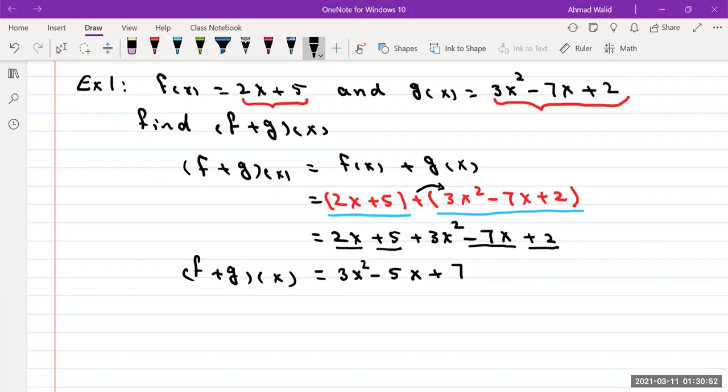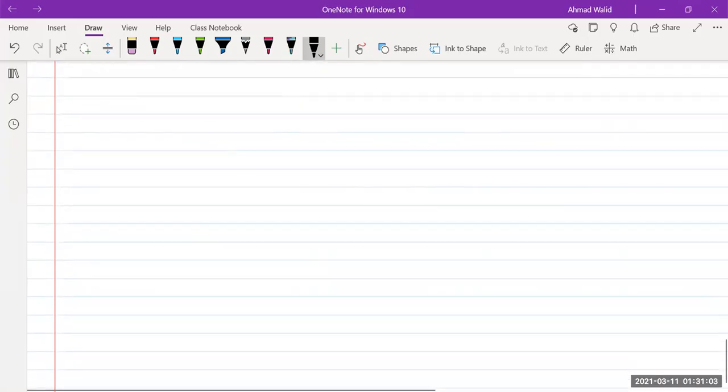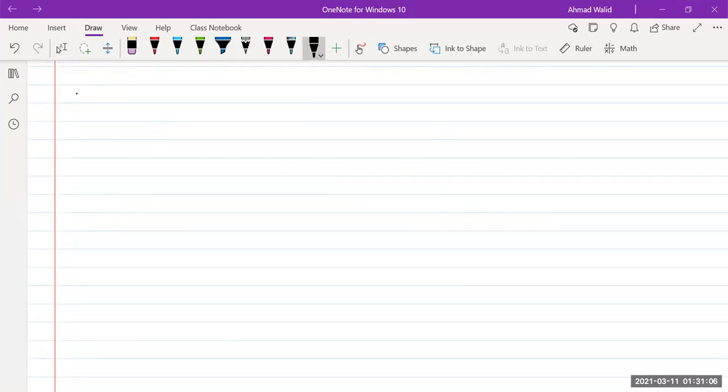Easy? We're just adding algebraic expressions. Correct? Number 2. Rule number 2, or operation number 2, difference. You want to find the difference, correct?